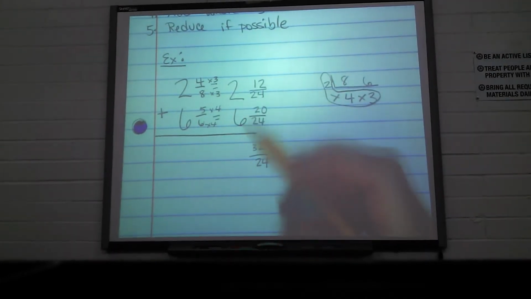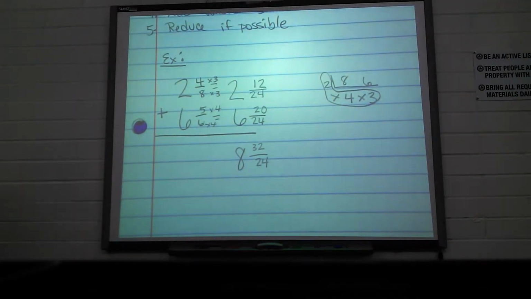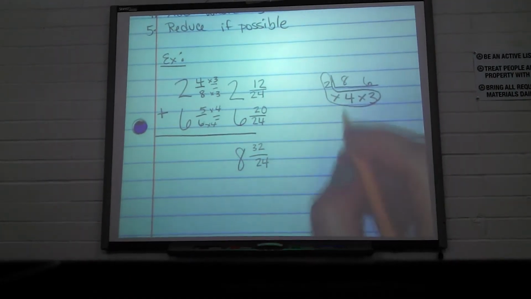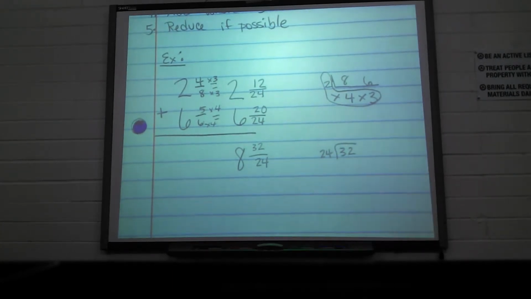And I add my whole numbers. Am I done? If you said no, you are correct. I am not done. I cannot leave this numerator bigger than my denominator in my final answer. So pretend this is, well, not pretend, it is an improper fraction that we need to turn into a mixed number and add it to that 8. So I'm going to divide it out because my top number is bigger.